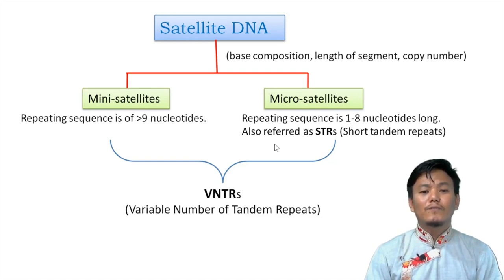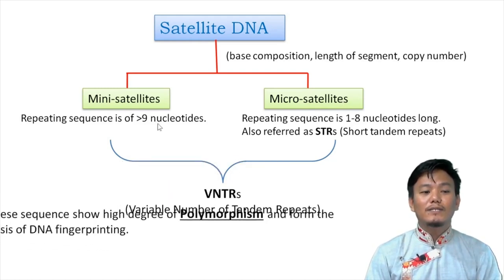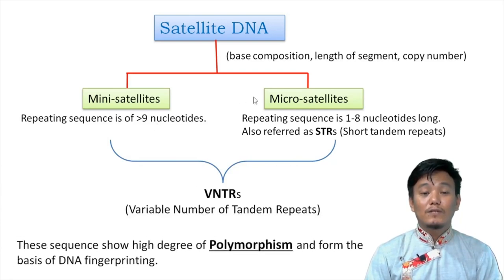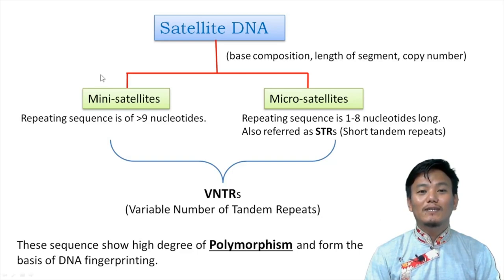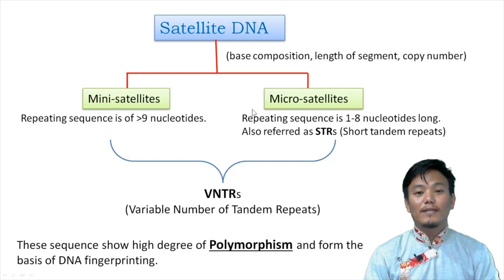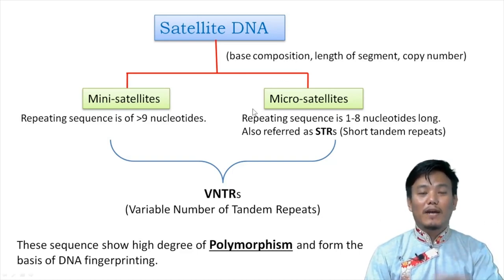So these satellite DNAs, these repetitive DNA sequences, show a high degree of polymorphism and it forms the basis of DNA fingerprinting. In DNA fingerprinting, we don't sequence the entire DNA of the individuals. What we do is we take these repetitive DNA sequences and then we create a DNA profile and match in the DNA fingerprinting method.